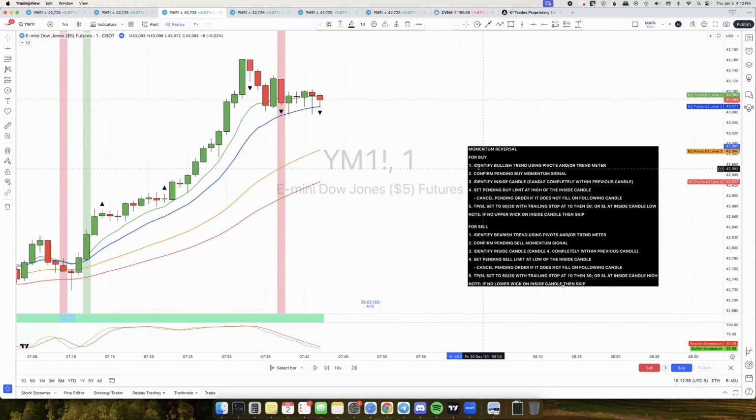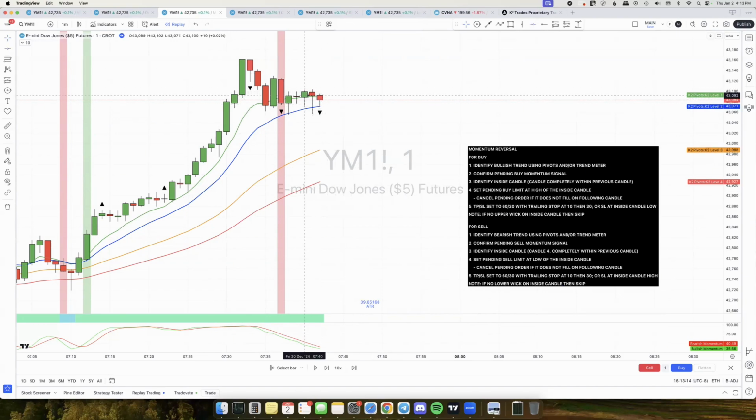So again, step one, you confirmed a bullish trend. Step two, you confirmed a bullish momentum, which is pending. Step three, you want to identify an inside candle. An inside candle is a candle that is completely within the previous candle. So you can see over here, we have this candle. It's currently within this previous candle, right?